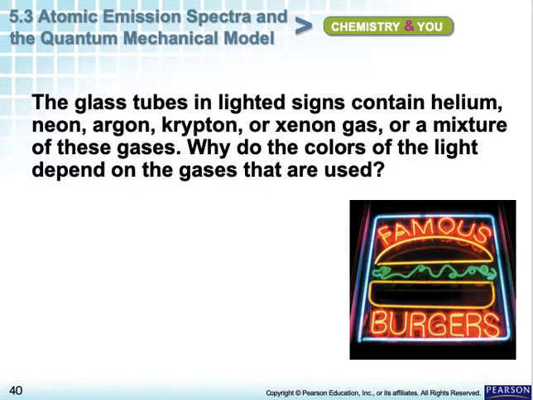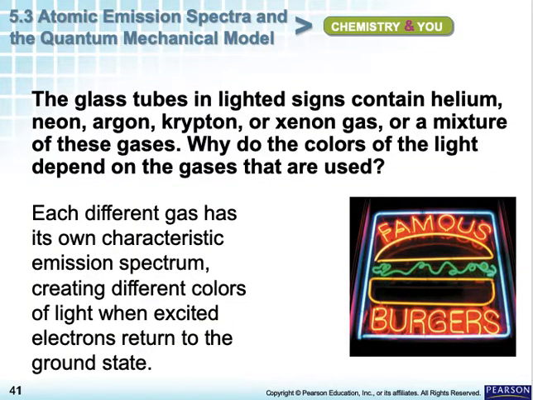So we started out this lesson talking about glass tubes in lighted signs, and they contain various noble gases or a mixture of these gases. Why do the colors of the light depend on the gases that are used? Well, they're basically a fingerprint. Each gas has its own characteristic emission spectrum, creating different colors of light when excited electrons return to the ground state.